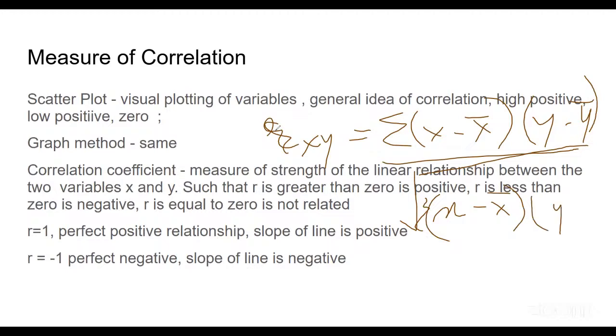where x is the independent variable and y is the dependent variable. This part is the deviation from the arithmetic mean, and this is also the deviation from the mean. If r is greater than 0, we have a positive correlation. If r is less than 0, we have a negative correlation. If r equals 0, we do not have any correlation.